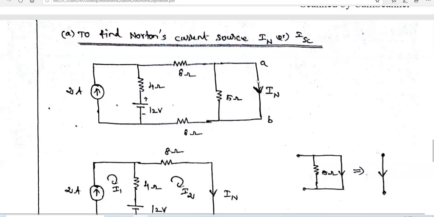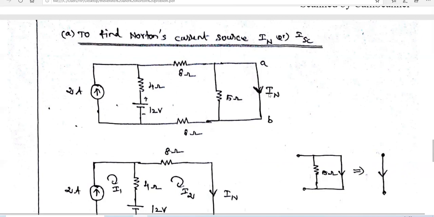But here, a 0 ohm resistor is connected in parallel with a 5 ohm resistor. But what is the answer? So how to calculate the parallel combination? The two values must be multiplied and divided by the sum. So 5 into 0 divided by 5 plus 0. What is the answer? 0.